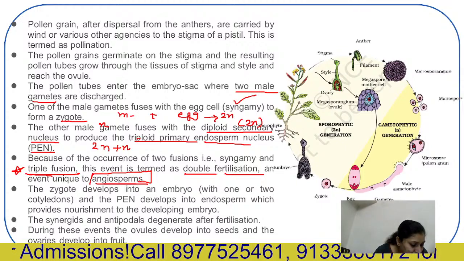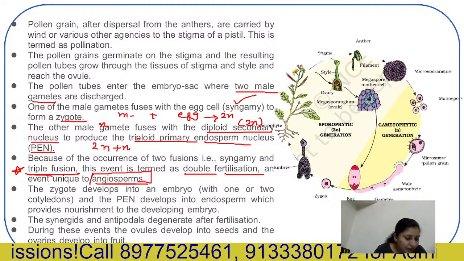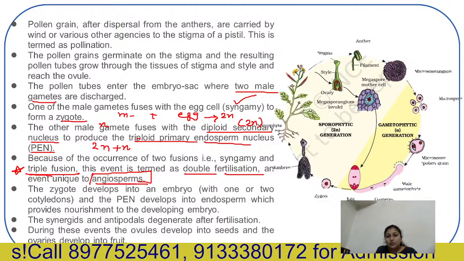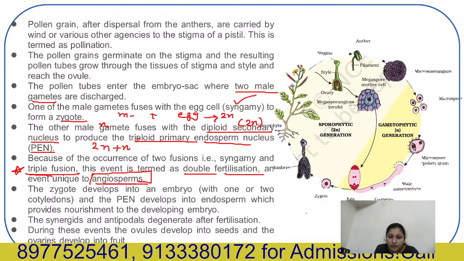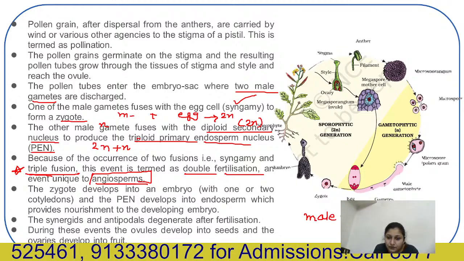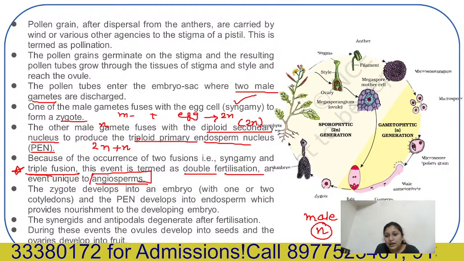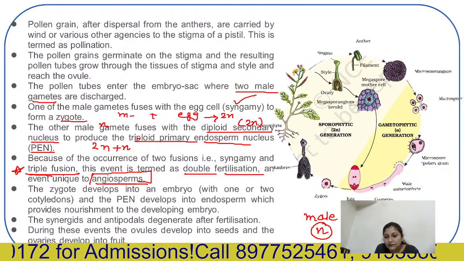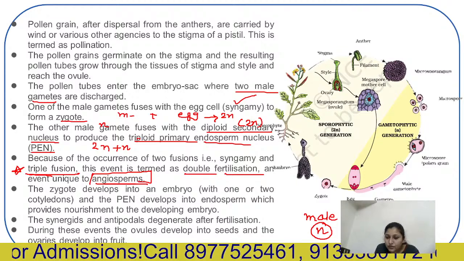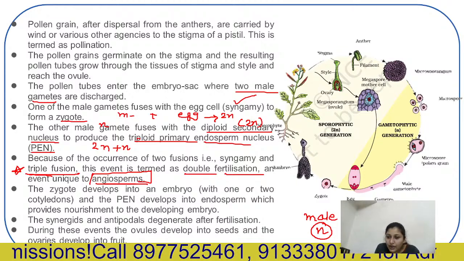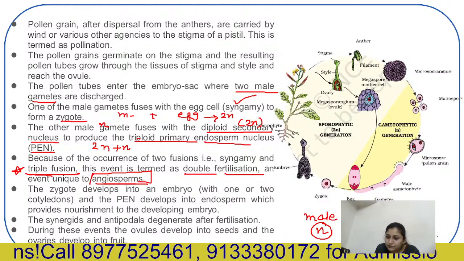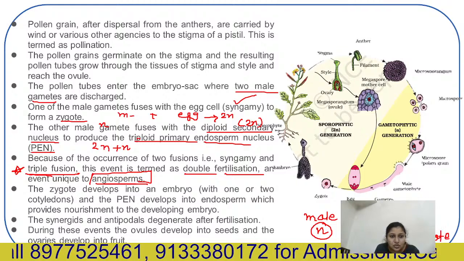How many total gametes are involved in syngamy? In syngamy, only two gametes: one male gamete, which is having this, and the egg cell, which is also like this, which will give rise to a zygote. This is called syngamy.